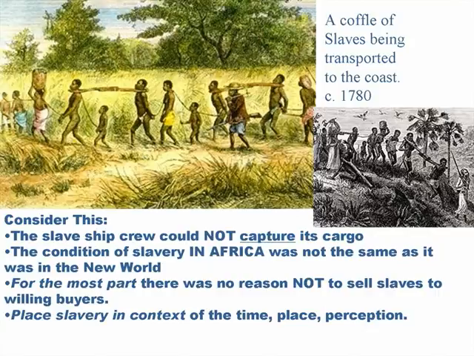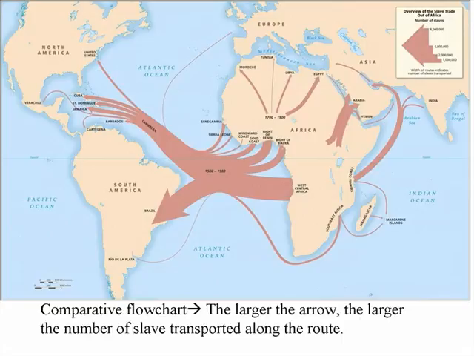All right, let's digress for just a moment. We've examined the origins of the individual slave. Now let's digress for a moment and talk just a little bit about the numbers and the directions. On the map here, you can see a comparative flow chart. That is to say, the larger the arrow, the greater the number went in that direction. And as you can readily see, almost half of all the slaves are actually going to go to South America.